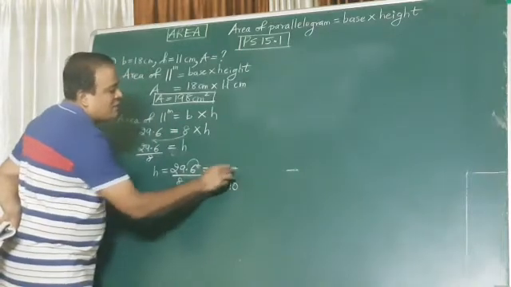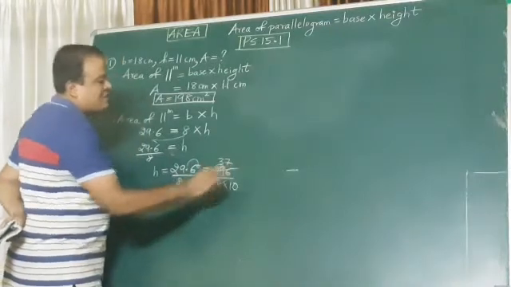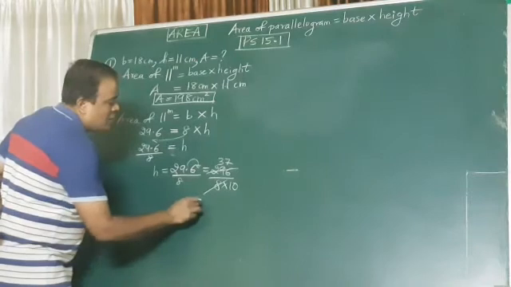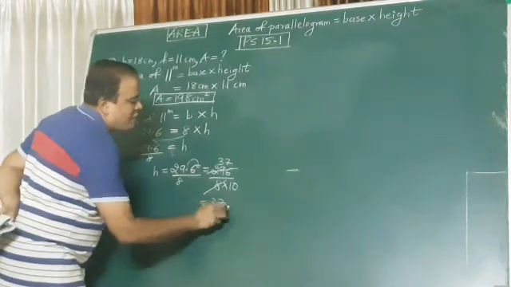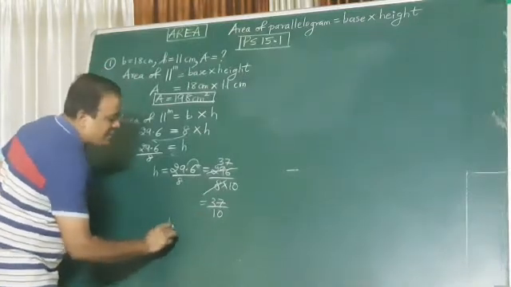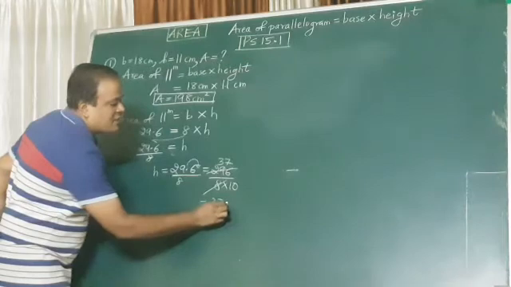8 threes are 24, and 56, so 37 is the answer. So 37 divided by 10. What is 37 divided by 10? 3.7. Yes or no? Because when there's a 10 down, there's a decimal here, no?